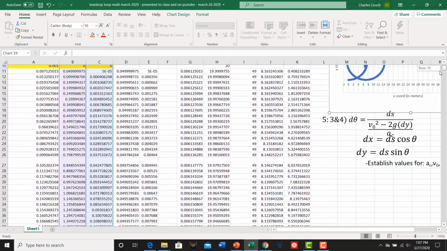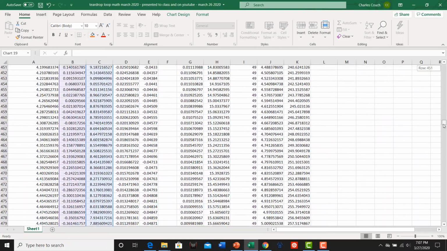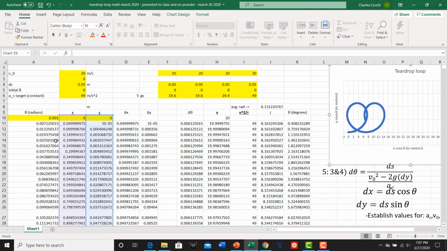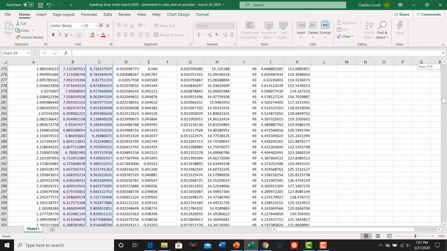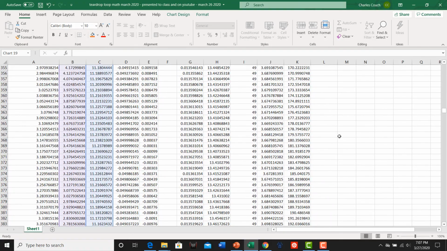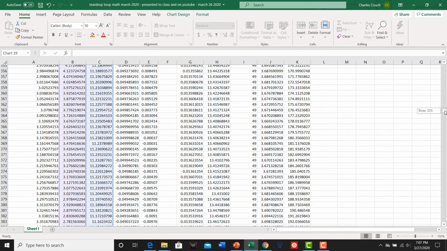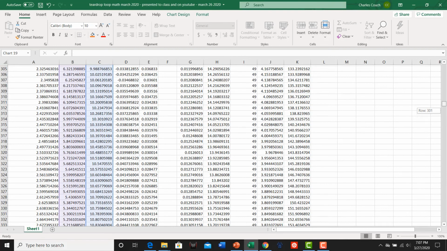Let's go down to 180 degrees. This is in radians here. Here I've got it in degrees. So column K, go down to 180 degrees. And I should have my smallest value for the radius. 3.67, okay? It's the smallest, about 180 degrees.